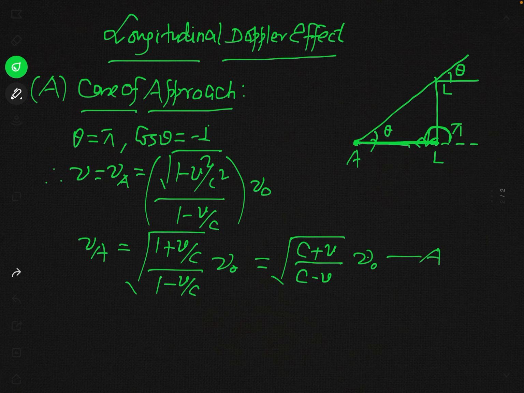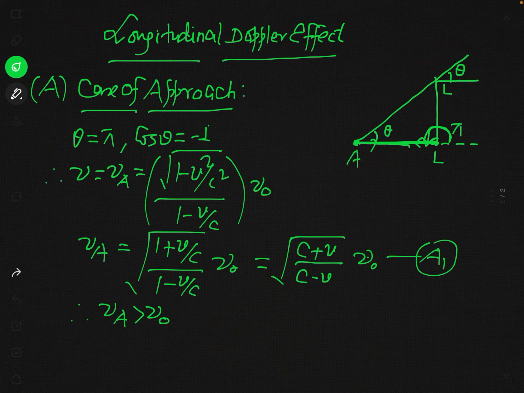So this is actually the apparent frequency in this case of approach. Now you can easily see that the numerator c plus v is greater than the denominator c minus v. So in this condition, the apparent frequency nu A will be greater than the actual frequency nu naught. So it is obvious that nu A in this case is greater than the actual frequency nu naught.